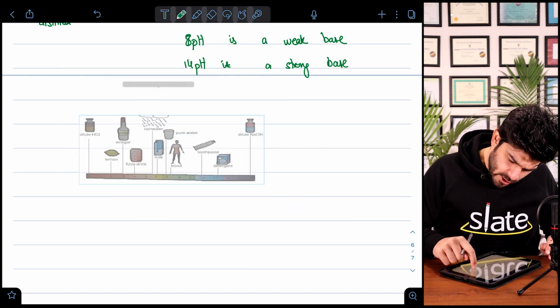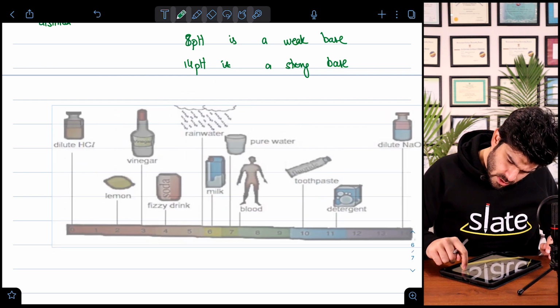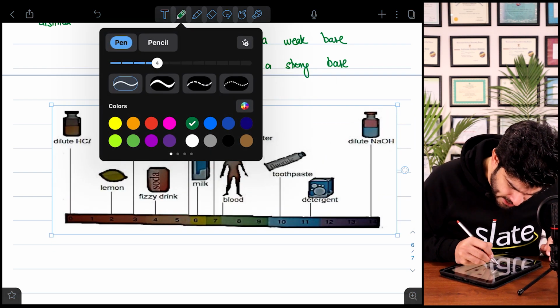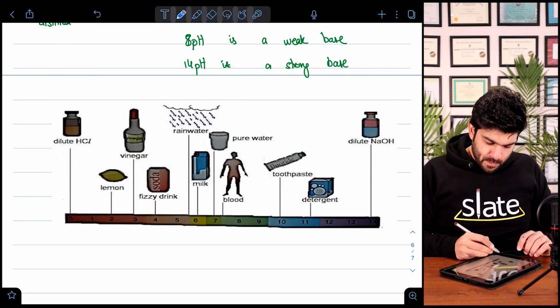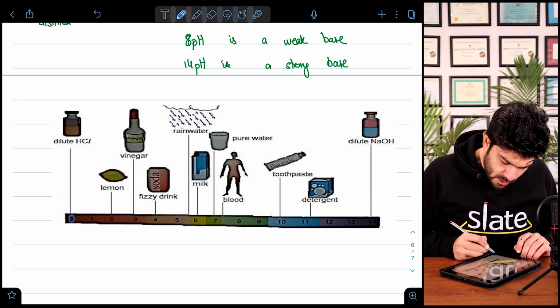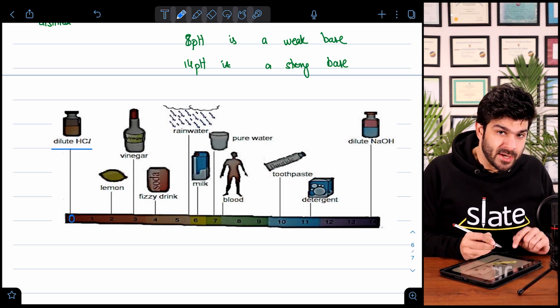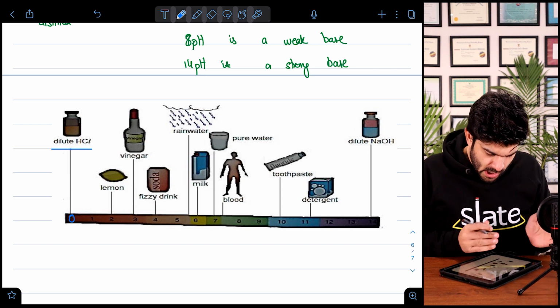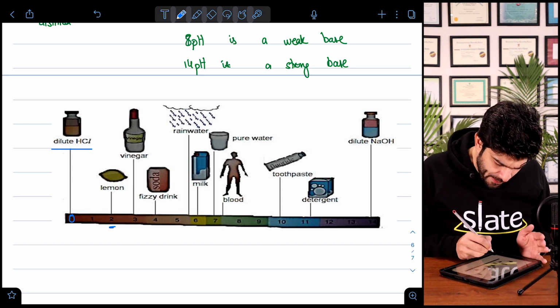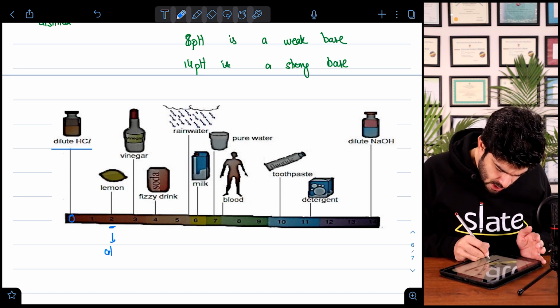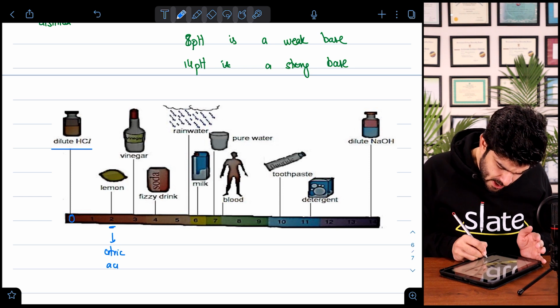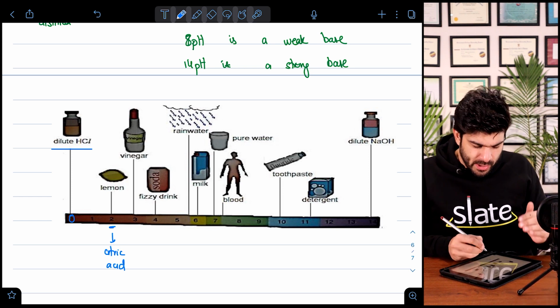Now look at this chart. This can help you understand and remember it. So this is pH 0, and there we see dilute HCl. Remember, HCl was a strong acid. We go further to lemon, citric acid. It's comparatively a weaker one.